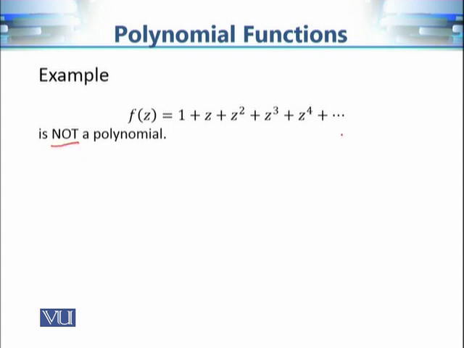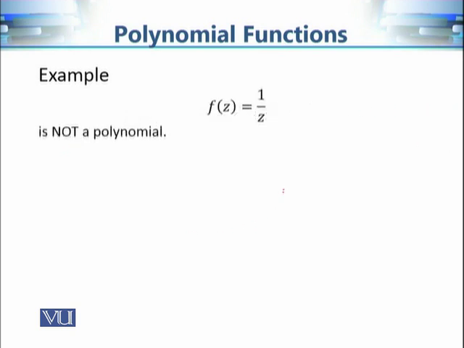Why is it not a polynomial? Because a polynomial is always a finite sum of terms. Now in this case, the terms are not finite and it's an ongoing process, so it is not a polynomial. In fact, it is a series.